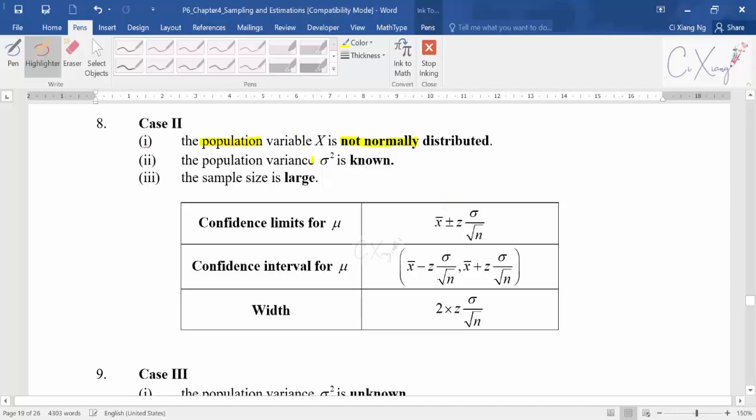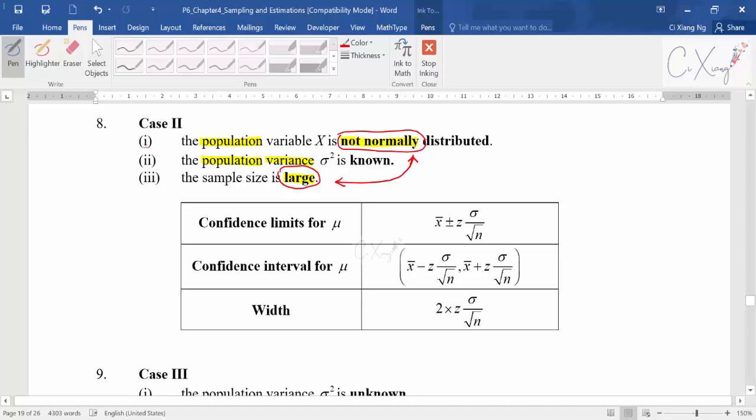After that, you must know the variance. Population variance is known, and the sample size must be large. If the sample size is small, then you cannot find the confidence interval. We need a large sample size because the population variable is not normal. When the sample size is large, then only the sampling distribution is normal. That's why you can use these criteria to calculate the confidence interval for population mean.